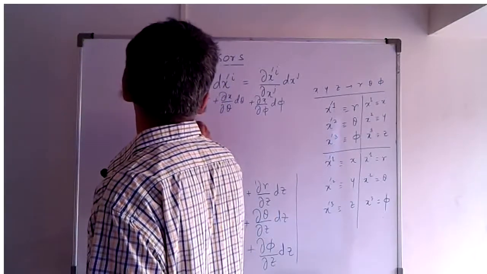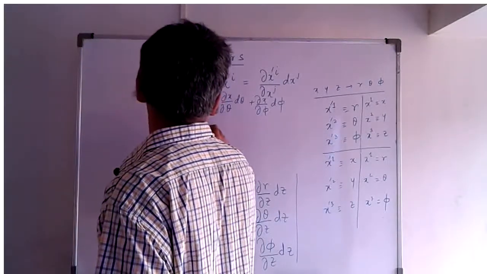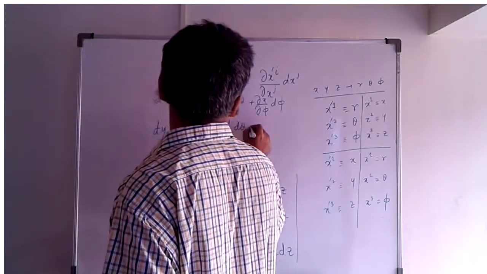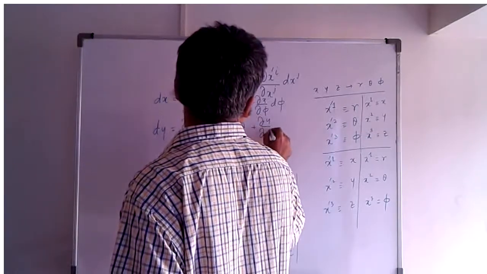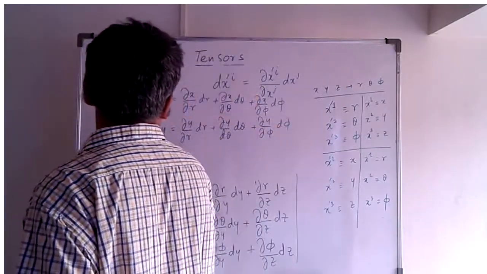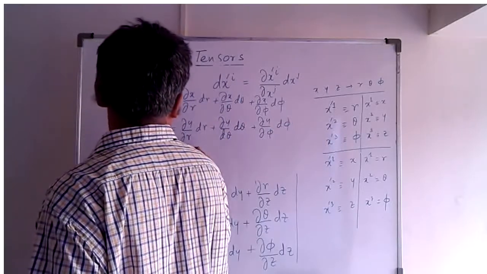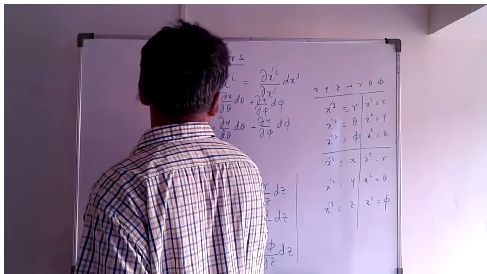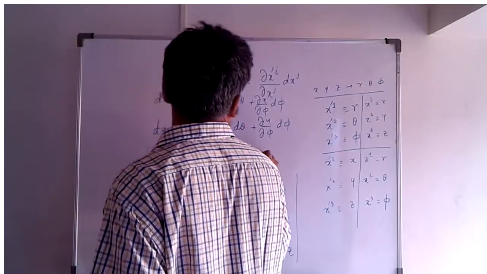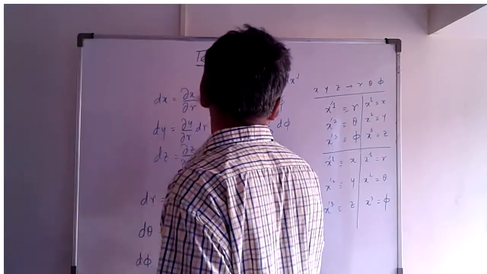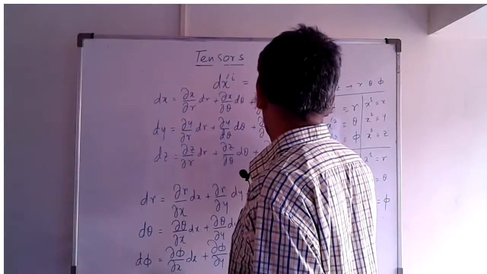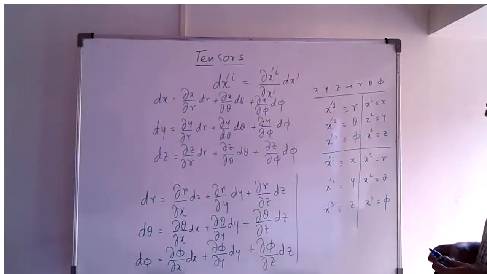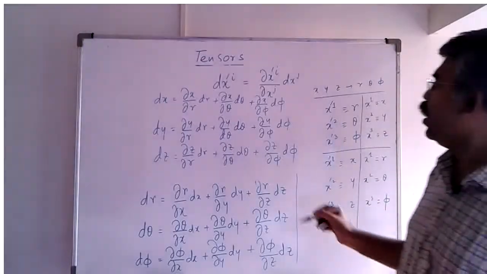This is dy: del y del r dr plus del y del theta d theta plus del y del phi d phi.